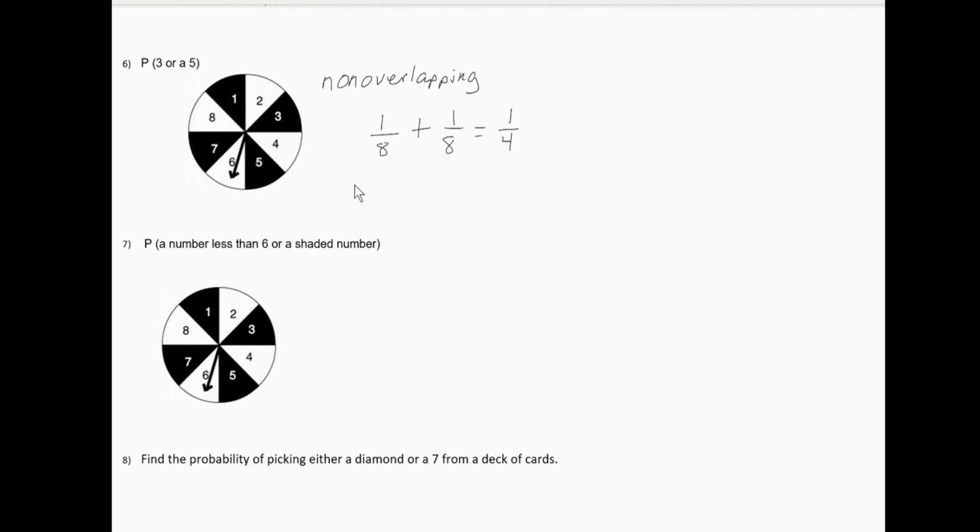Now, we could have done this problem like we did it in the first section, and there are 8 different outcomes. 2 of them are favorable, so 2 out of 8, and that simplifies to 1/4.